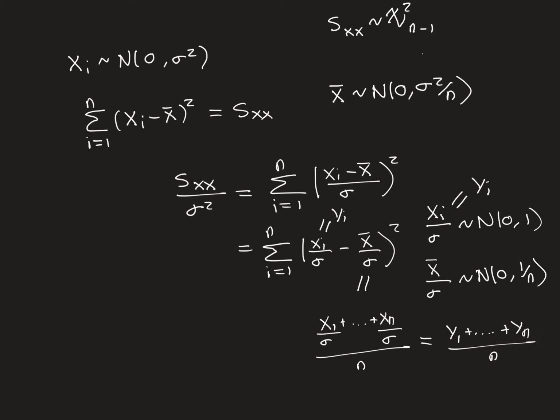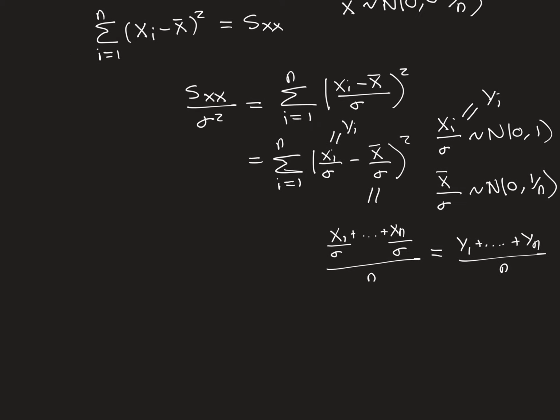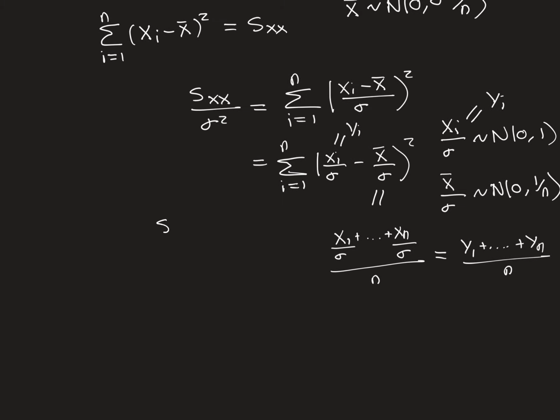So literally you've reduced it back to the first problem of being the sample corrected sum of squares for normal 0, 1 distributions, where these y random variables are normal 0, 1. So that means that we know how this thing is going to be distributed. We've just shown that it's going to be chi-squared distributed with n minus 1 degrees of freedom. So now Sxx isn't chi-squared distributed with n minus 1 degrees of freedom, but Sxx over sigma squared is going to be chi-squared distributed with n minus 1 degrees of freedom.